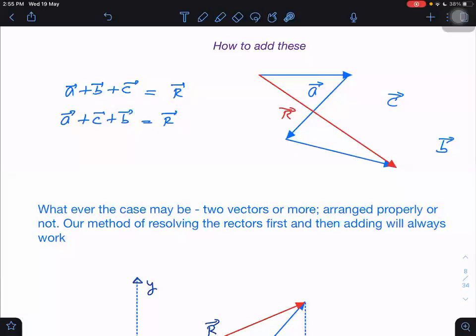So whatever order I choose, this is what we call the commutative property. Commutative property means that in vector addition, we can shift the terms. We can switch the places. If we switch the places, the resultant doesn't change. That is what we mean by commutative property.